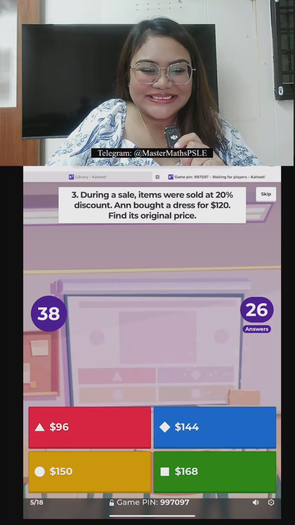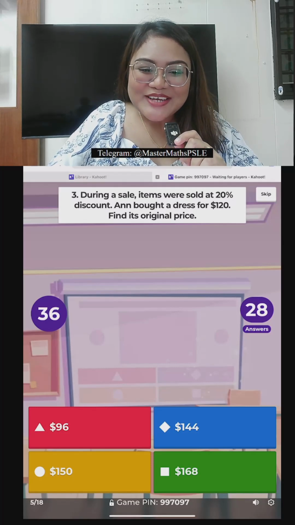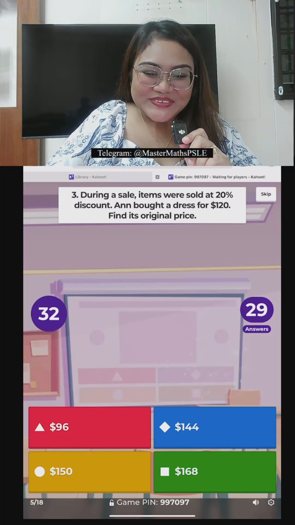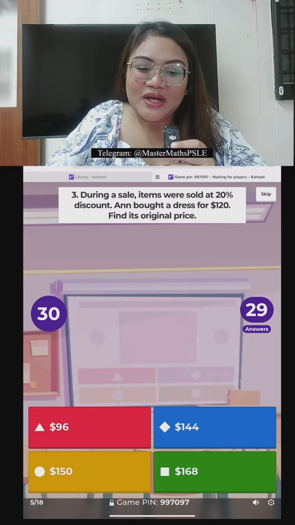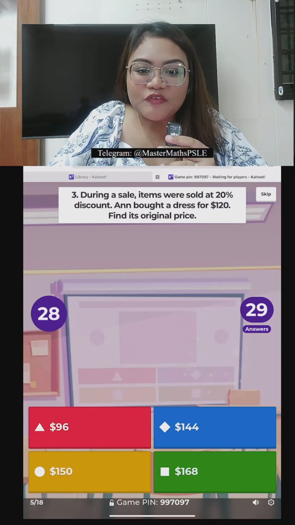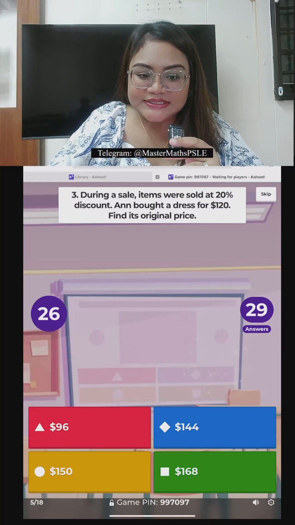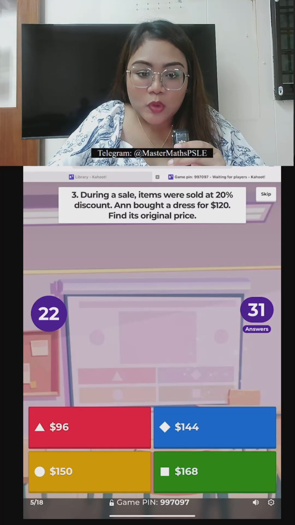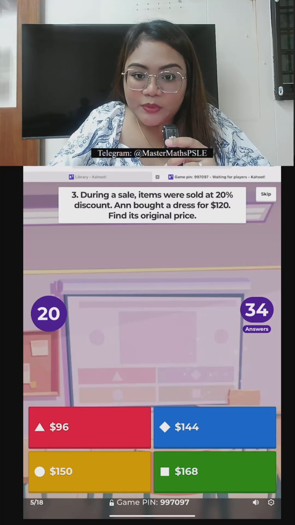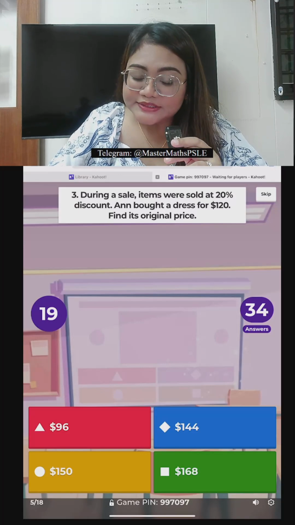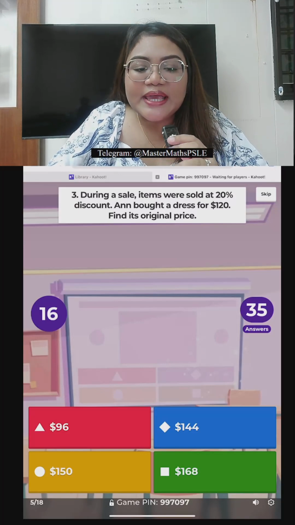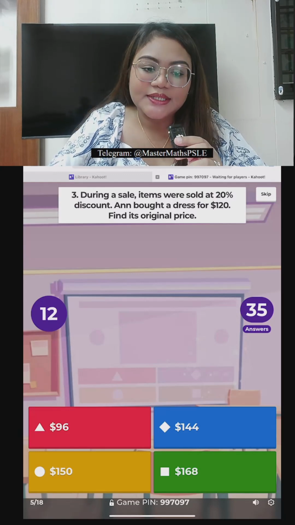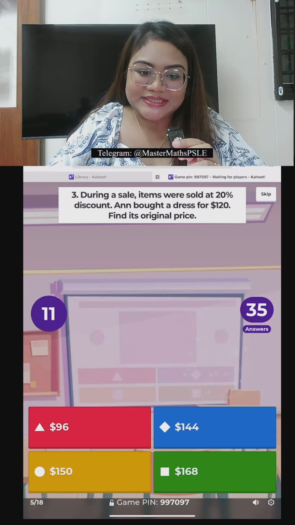Okay, for those of you who have already gotten an answer, you can try again. Although you cannot do it on TikTok, you can try again on your own. Let me give you a hint here. The original price, just like the previous question, will be the entirety of the price, which means we want 100%.